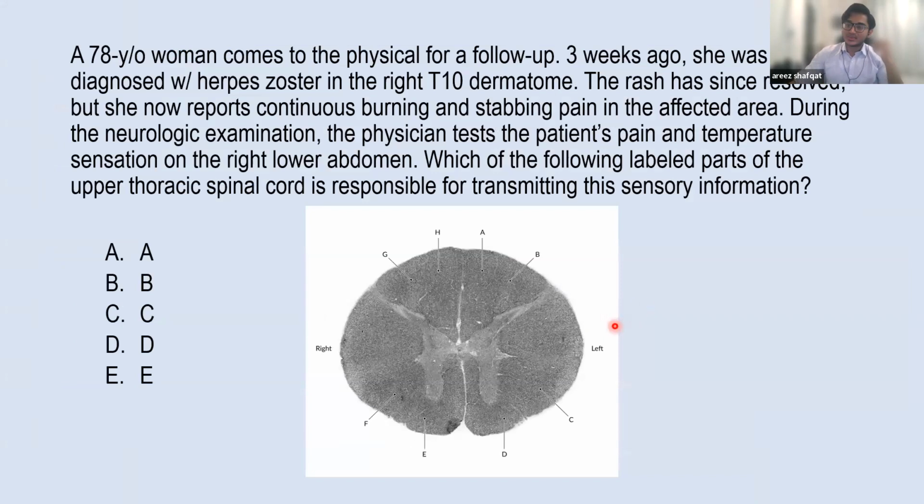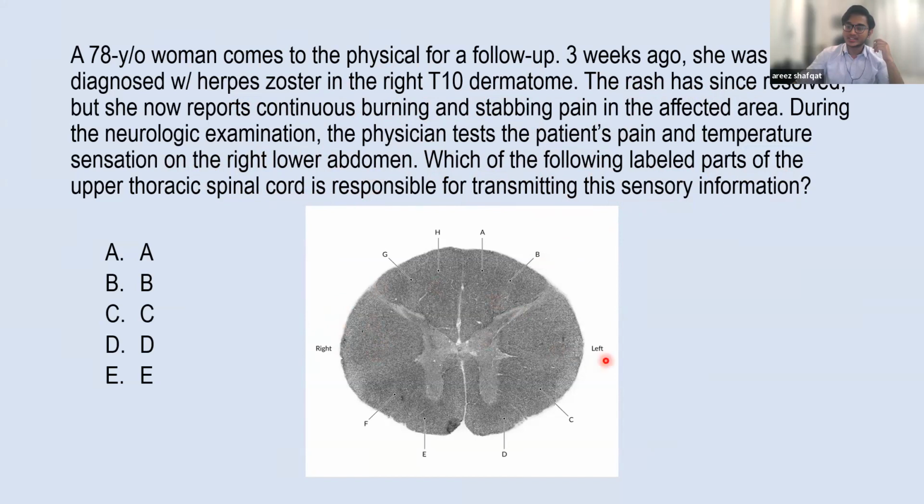Now, this is another question about spinal cord tracts. A 73-year-old woman comes to the physician for a follow-up. 3 weeks ago, she was diagnosed with herpes zoster in the T10 dermatome, the right T10 dermatome, which corresponds to the umbilicus. The rash has since resolved, but she now reports continuous burning and stabbing sensation in the affected area. During neurological exam, the physician tests the patient's pain and temperature sensation in the right lower abdomen. Which of the following labeled parts of the upper thoracic spinal cord is responsible for transmitting this information?